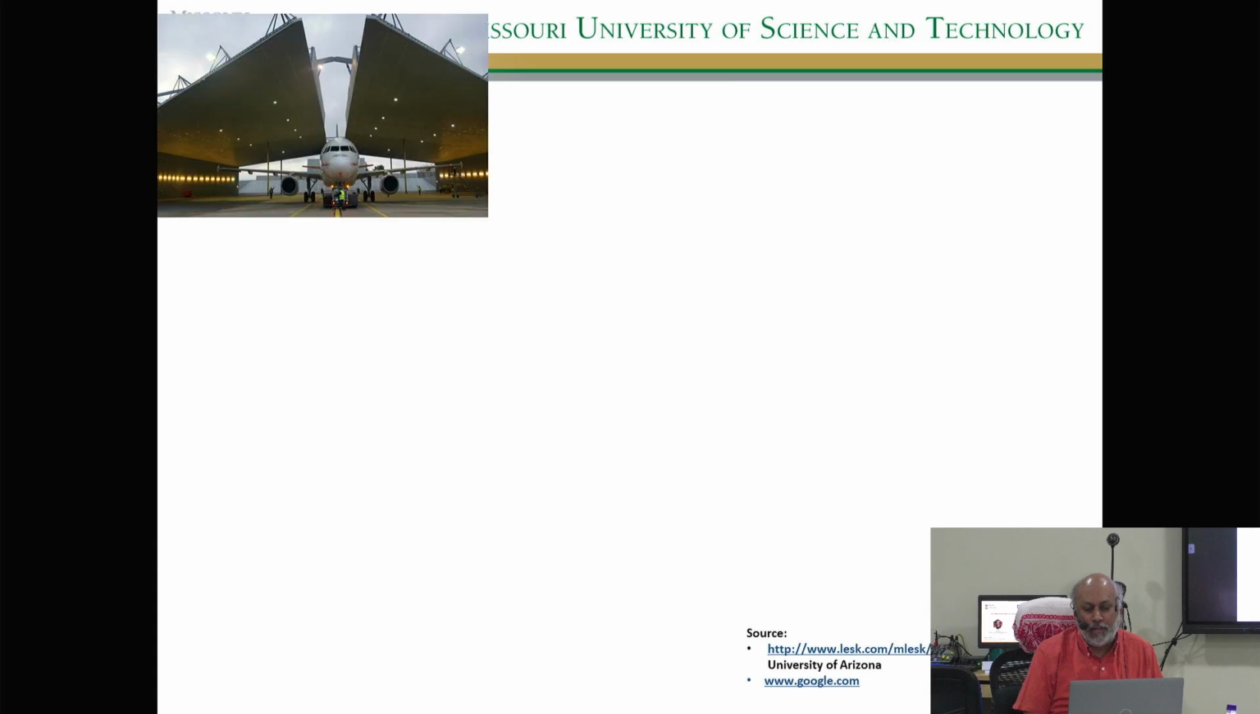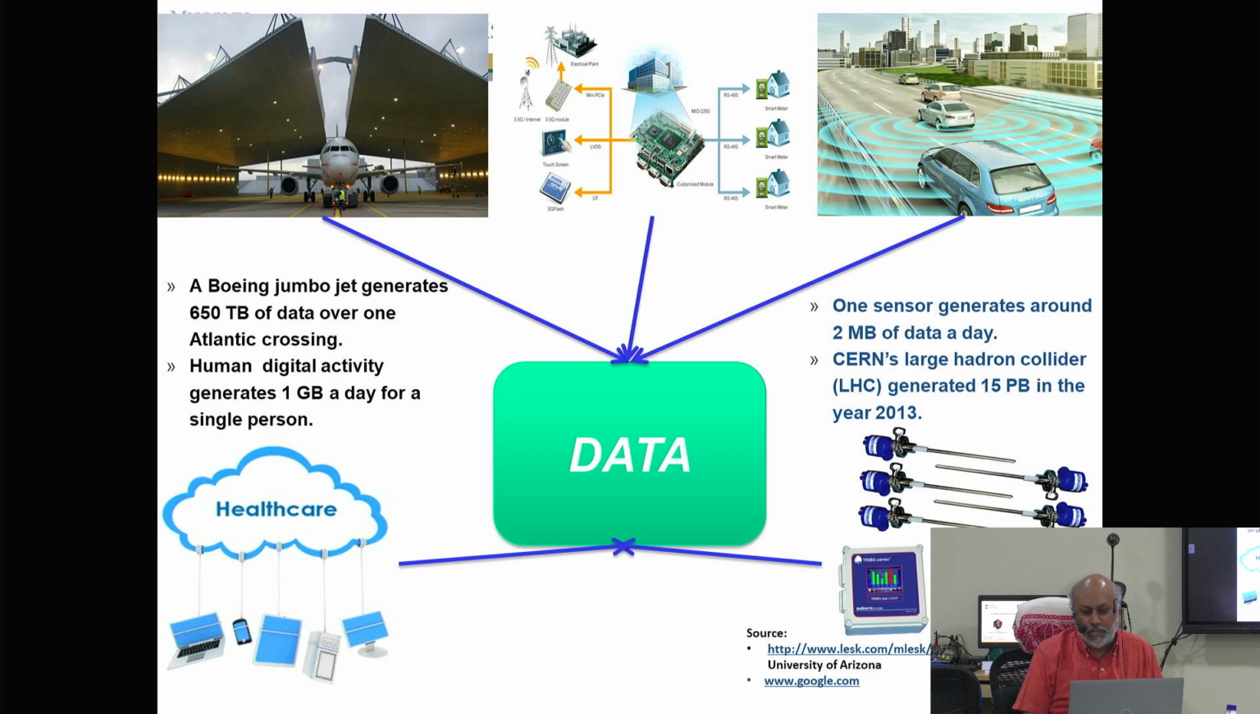How much data? If you look at the data that these things generate, a Boeing jumbo jet, when it crosses from, say, the flight I took from the US to Europe, generates about 650 terabytes of data. Terabytes of data. Human activity generates about 1 gigabyte of data. So imagine you are accumulating the data, it becomes big data. One sensor generates about 2 megabytes. All these things are coming in as part of cyber physical systems.